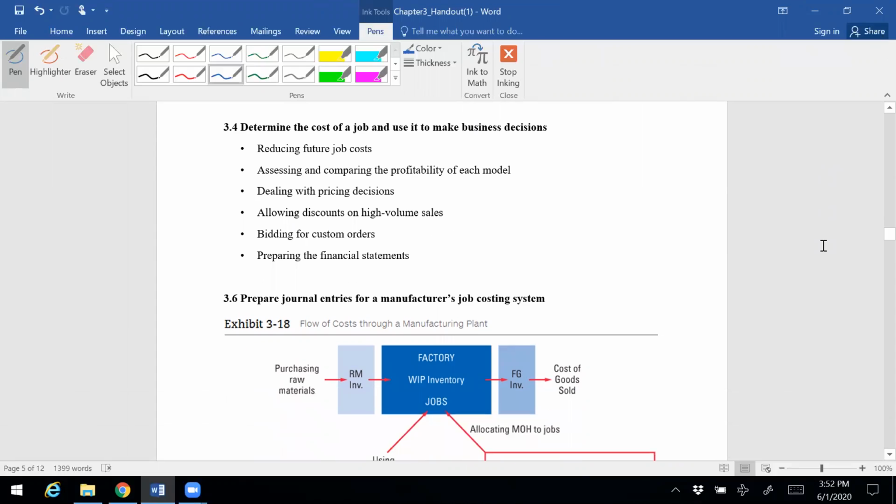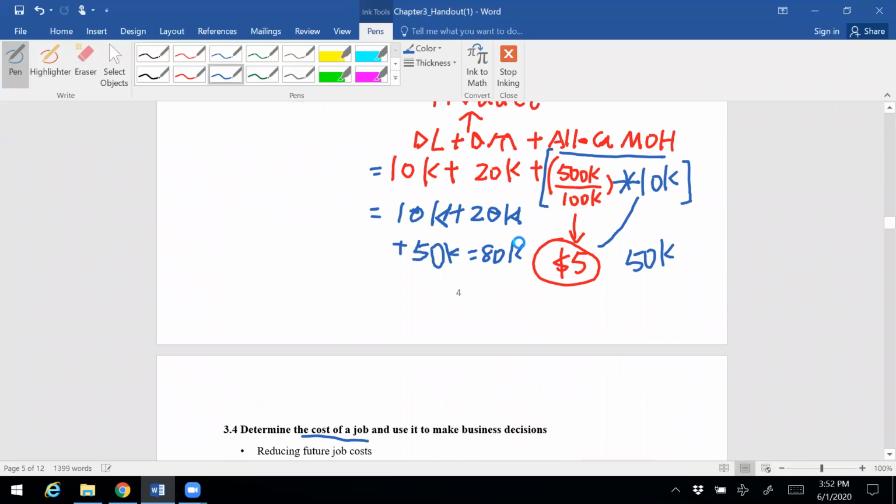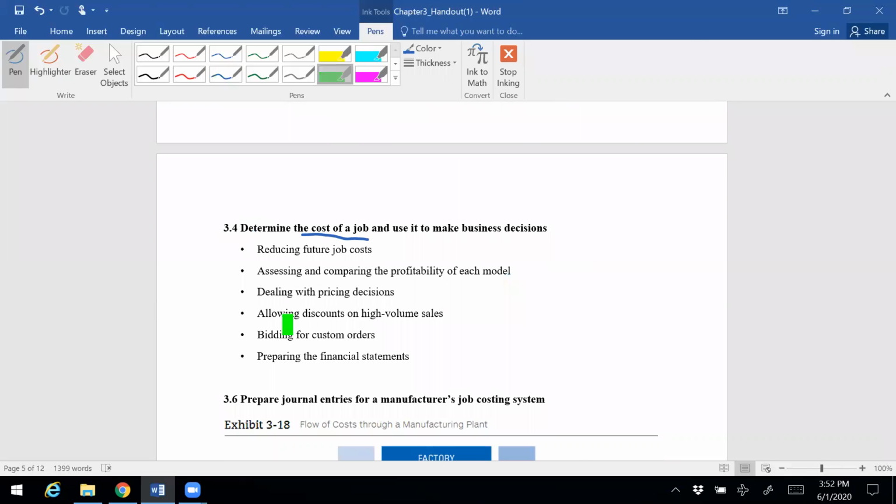Now let's get started. Learning objective 3 talks about the cost of a job and using it to make business decisions. So why do we have to get the cost of a job, right? Like last time, why we have to get the cost of goods sold? Because it helps us do the following things. I'm not going to read them all here, but it helps us bid for customer orders, so you know how much your job costs, and prepare financial statements.